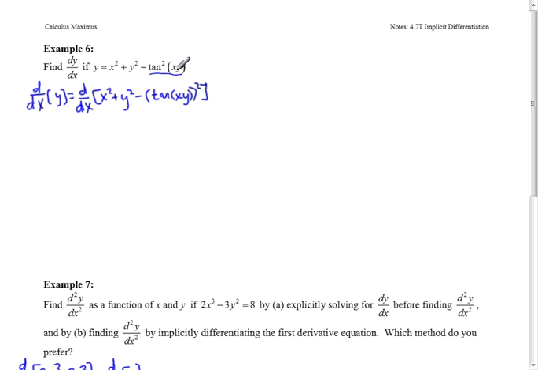Here are our last set of examples on 4.7. We're trying to find dy/dx if y equals this. And notice I rewrote this function so that it's obvious I have to use the power and chain rule. So the derivative of y with respect to x is dy/dx.